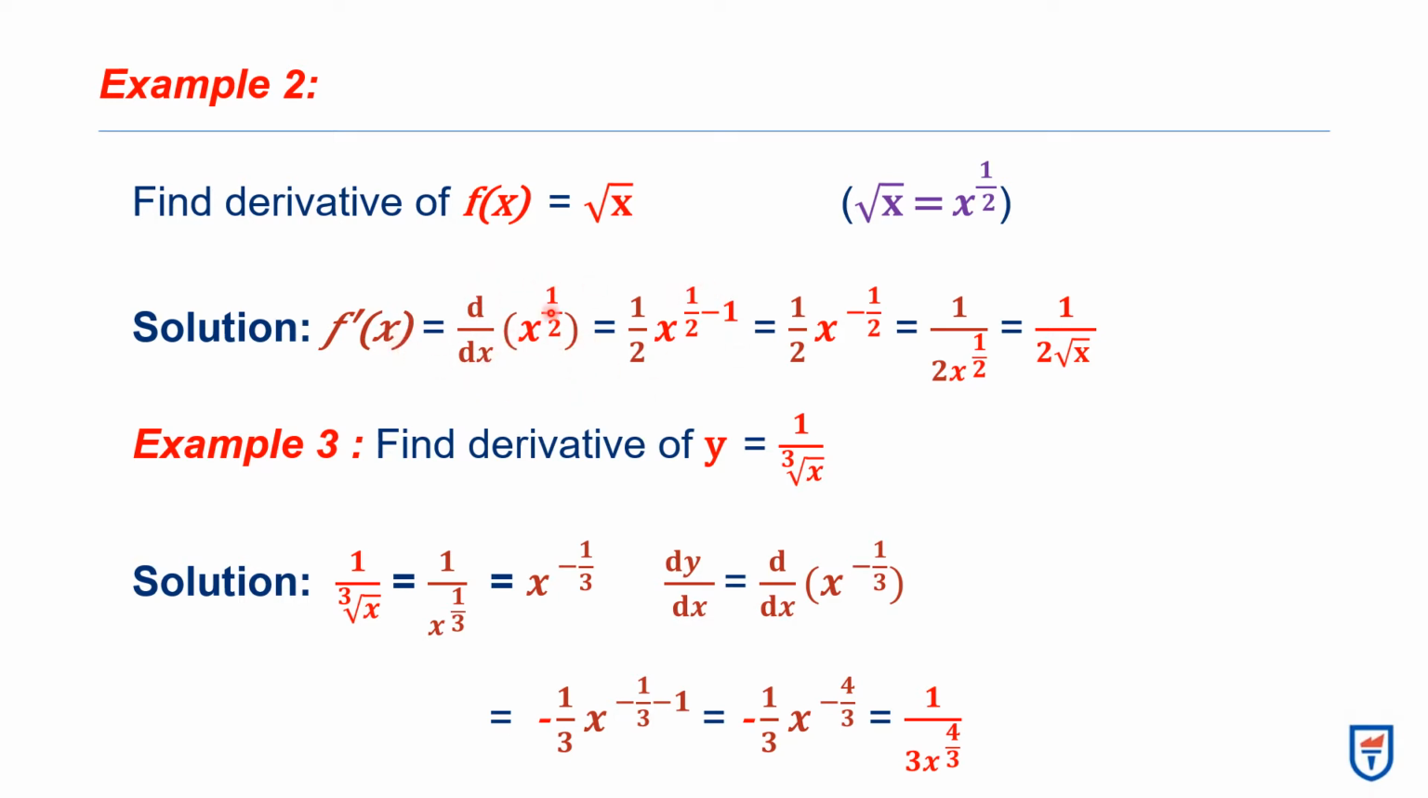When we're differentiating x to the power half, we take half, which is the power, and then we multiply with x to the power half minus 1. So we take the power and multiply, then we subtract 1 from the power. We end up having half x to the power minus half. But to remove this x to the power minus half, we have to take it down to our denominator. Then it changes from negative to positive. So we end up having 1 divided by 2x to the power half, which is reduced to 1 over 2 root x.